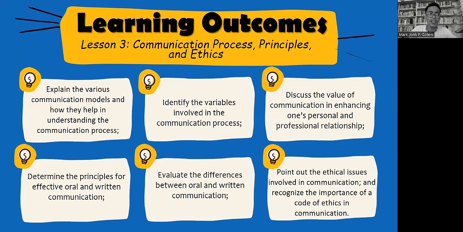So here are the learning outcomes of our Lesson 3. First is to explain the various communication models and how they help in understanding the communication process. Second is to identify the variables involved in the communication process, discuss the value of communication in enhancing one's personal and professional relationship, determine the principles for effective oral and written communication, evaluate the differences between oral and written communication, and lastly, to point out the ethical issues involved in communication and recognize the importance of a code of ethics in communication. And those are our learning outcomes in Unit 1, Lesson 3, Communication Processes, Principles, and Ethics.